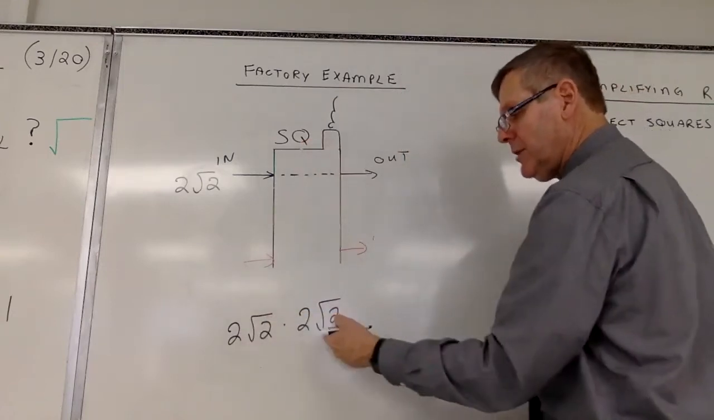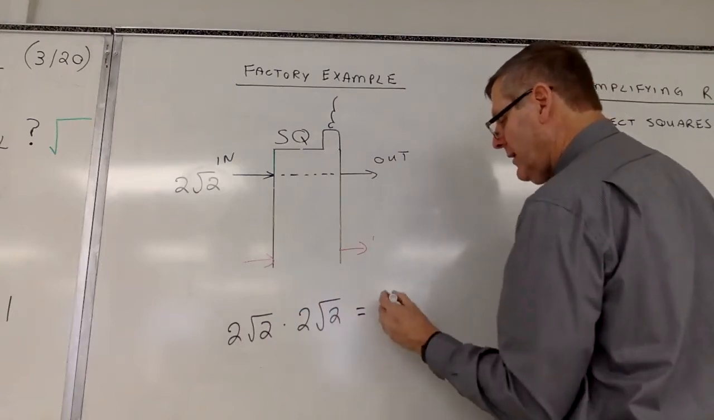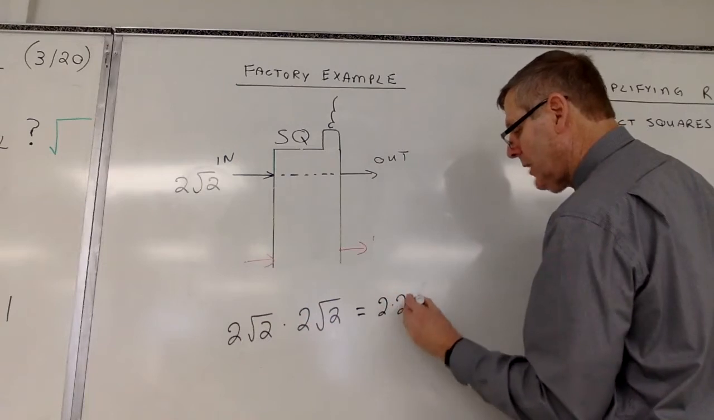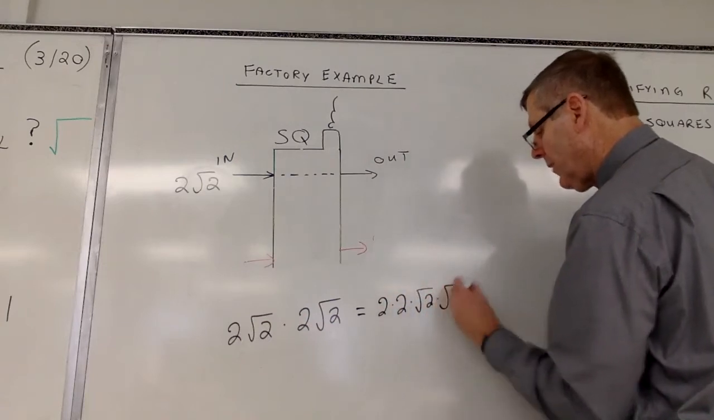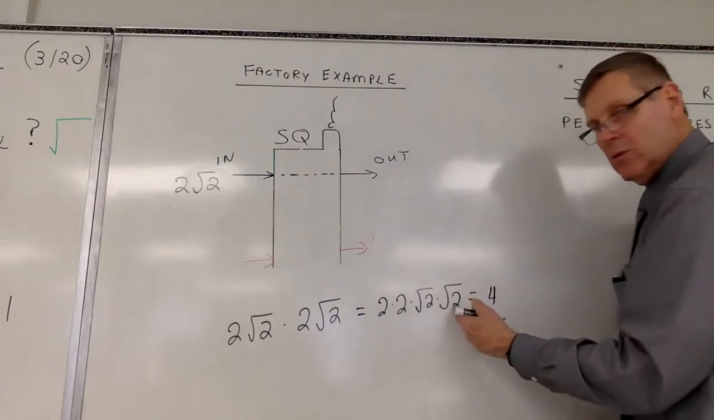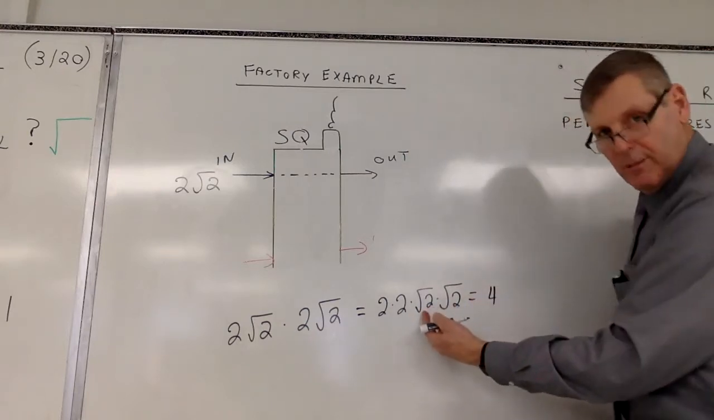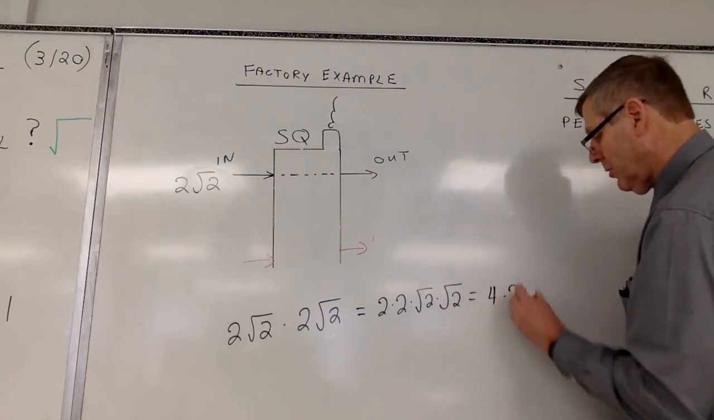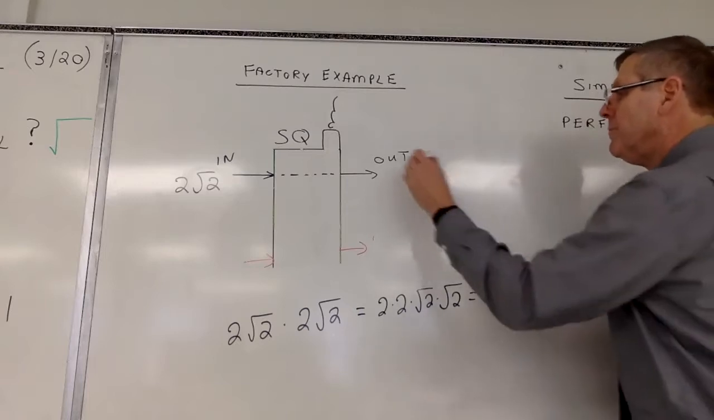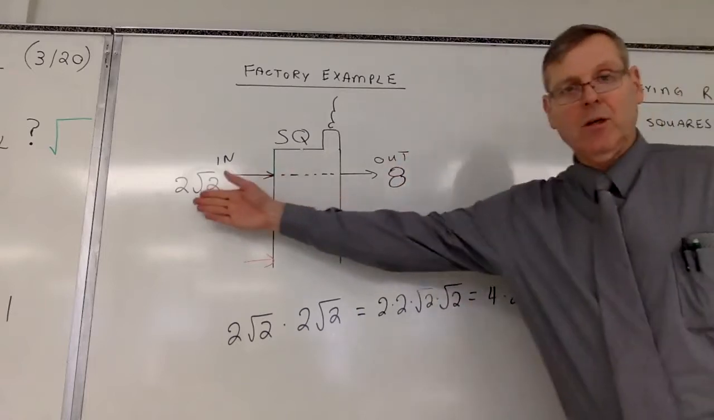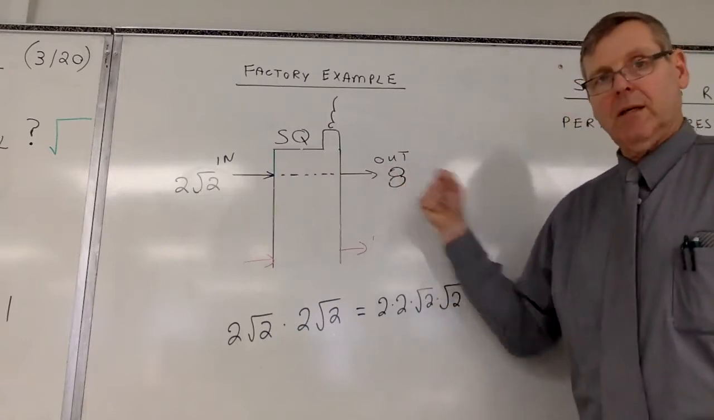This number times itself. But remember, this is all multiplication. I can rewrite that as 2 times 2 times the square root of 2 times the square root of 2. 2 times 2 is 4. Square root of 2 times the square root of 2, well, this is a number multiplied by itself, so it's 2. So what comes out is 8. Sure enough, you could do this on a calculator and you would get 8 to come out.